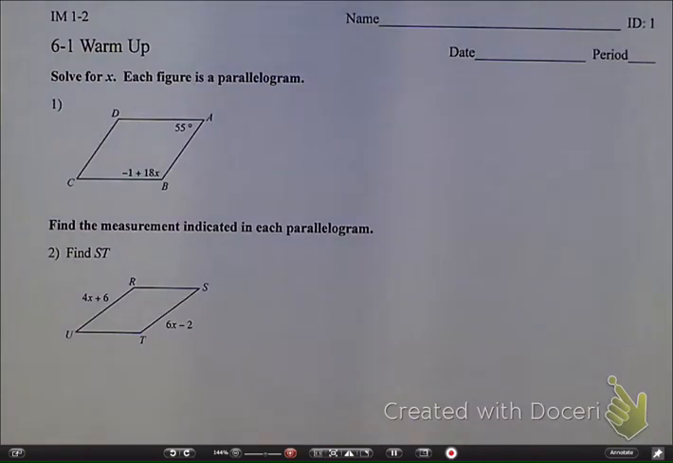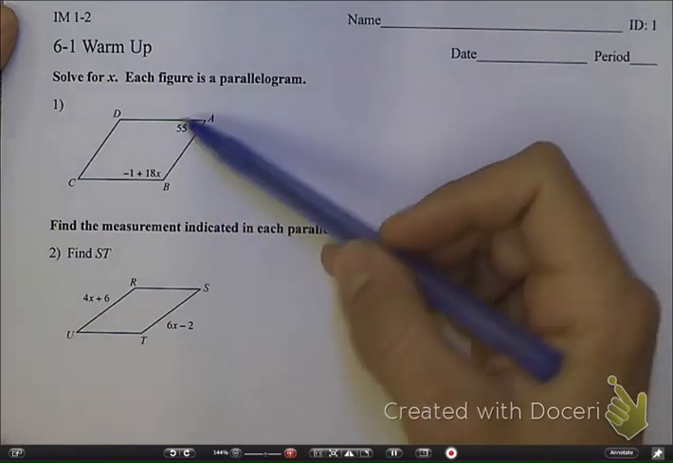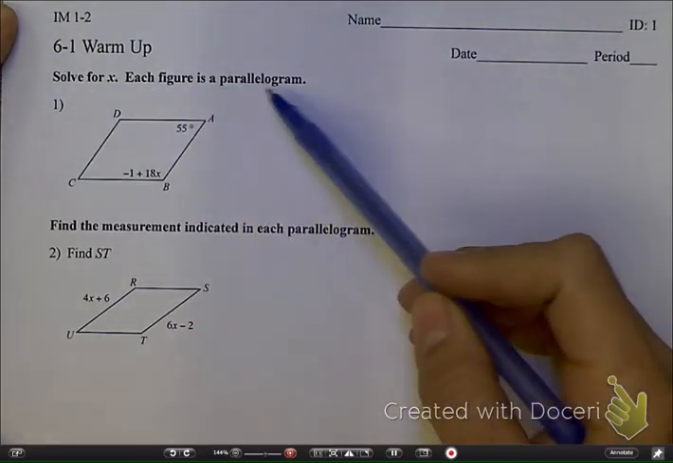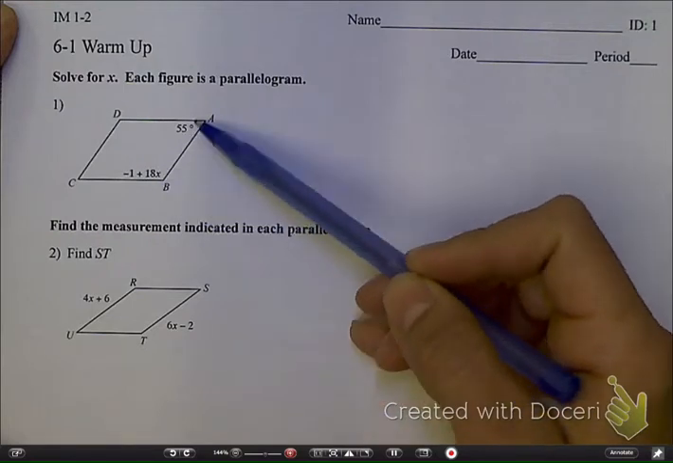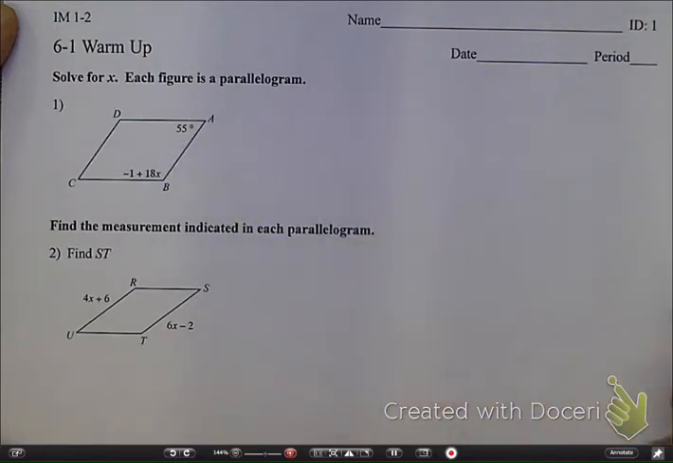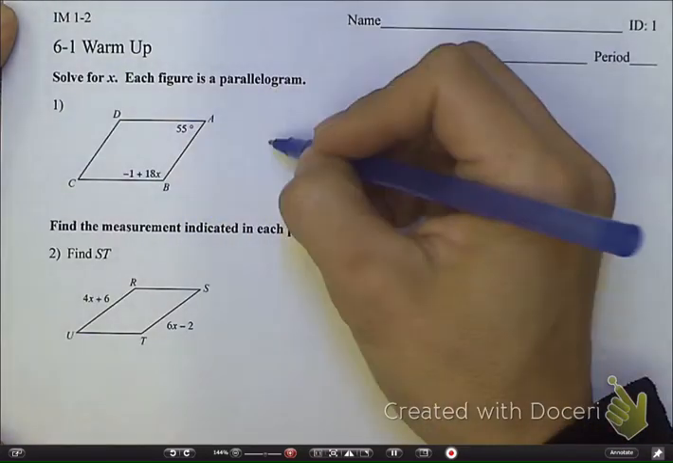Okay, so yesterday you guys learned about parallelograms. So you're supposed to use the properties you guys learned yesterday to help you solve these warm-up problems. For the first problem, you are trying to solve for x. You're told that it's a parallelogram. So you know the consecutive angles are going to add up to 180. Okay, they're supplementary. So what you would do here is add these two.